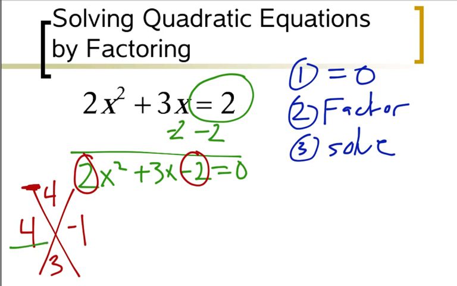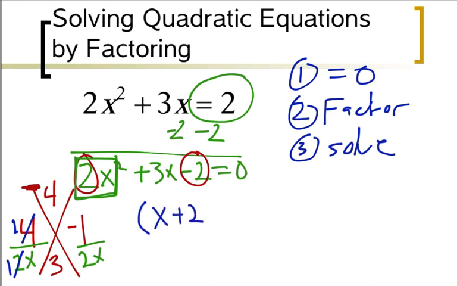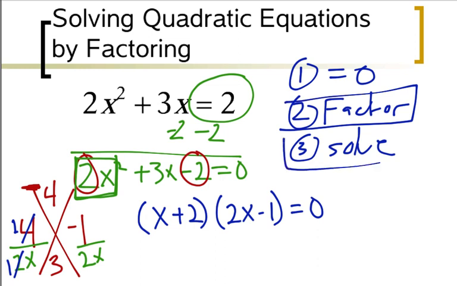And then again, remember that you're supposed to divide by the 2x, so I divide by 2x for both of them. And so that allows me to reduce here to 2 and 1, which means my first factor is going to be x plus 2, and the second one does not reduce, so I get 2x minus 1 equals 0. And now that I've gotten it equal to 0, I factored, so now I just have to solve.